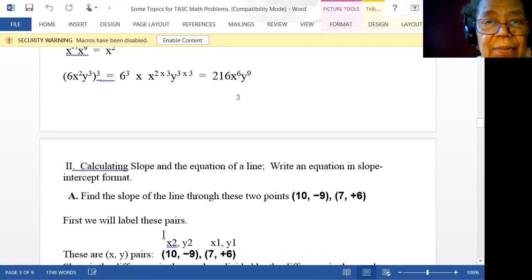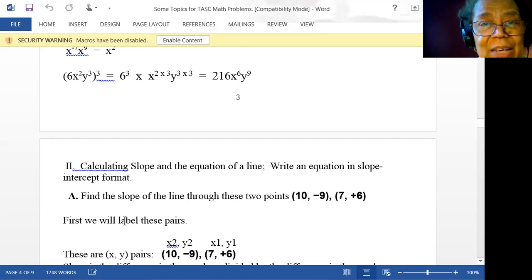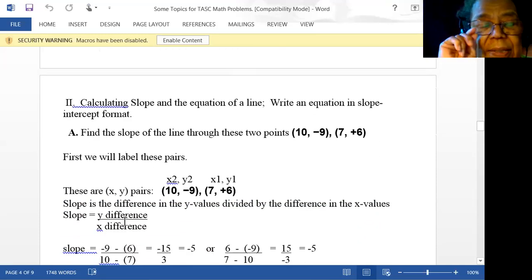All right, now let's go to our next topic, calculating the slope and the equation of a line, and also writing an equation in slope-intercept format. That is, you write it as y equals mx plus b, where m is the slope and b is the y-intercept. Now, first let's calculate the slope.